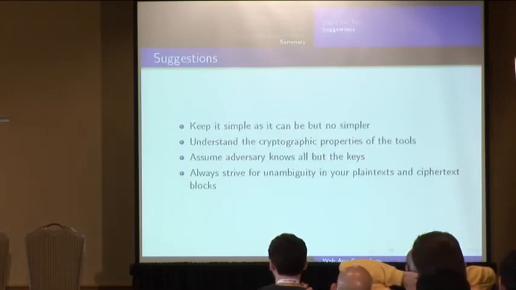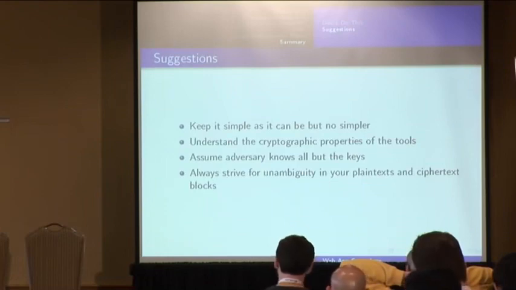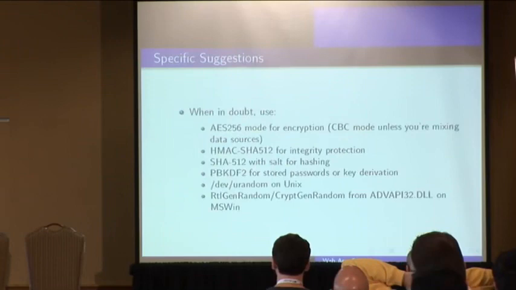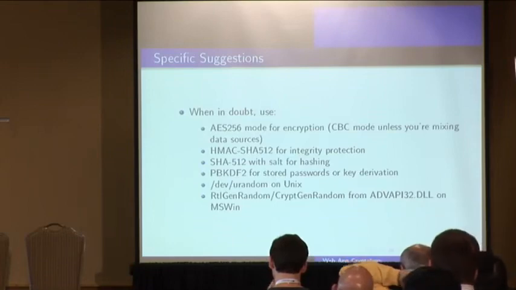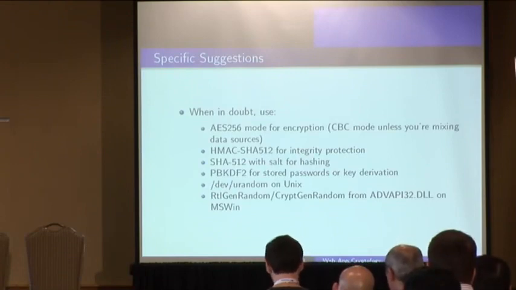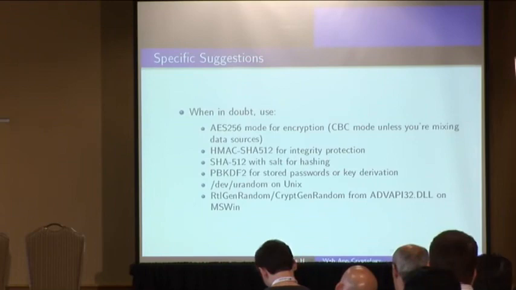So keep it as simple as it can be, but no simpler. Understand the cryptographic properties of the tools, and assume the adversary knows all but the keys. And always strive for unambiguity in your plain text and ciphertext blocks. Now, when you're in doubt, these are kind of my recommendations: use AES-256 for encryption, in CBC mode, that is. Unless you're mixing trusted and untrusted data or different data sources, and then you may have to worry about BEAST-style attacks. That's sort of a special case that I can't give you really good advice for right now.